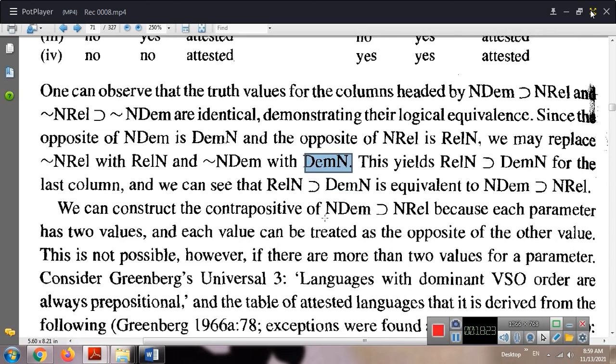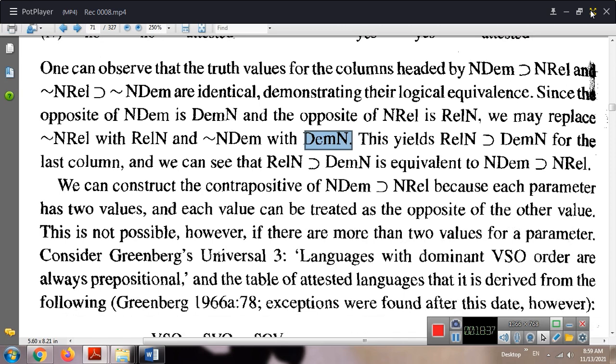We can construct the contrapositive of if non-demonstrative, then non-relative, because each parameter has two values, and each value can be treated as the opposite of the other value. This is not possible, however, if there are more than two values for a parameter.